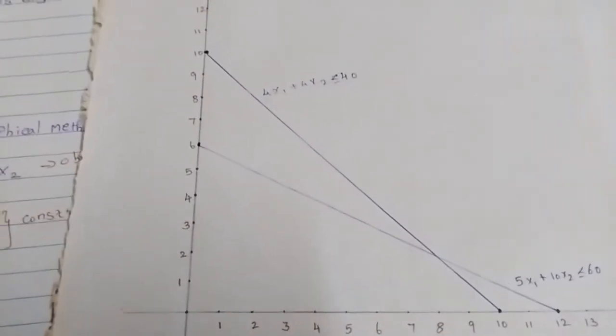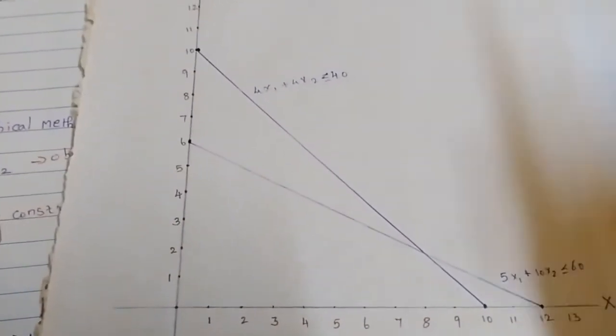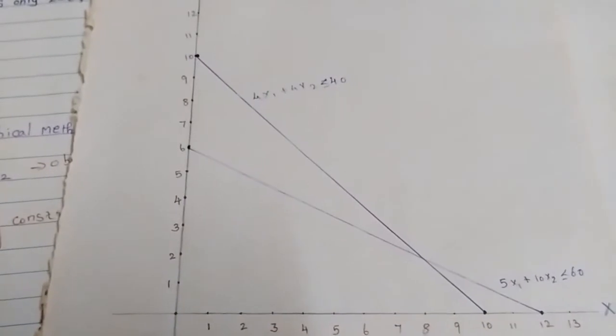Now the second step is over: plotting the graph, marking coordinates and drawing lines. That is completed.